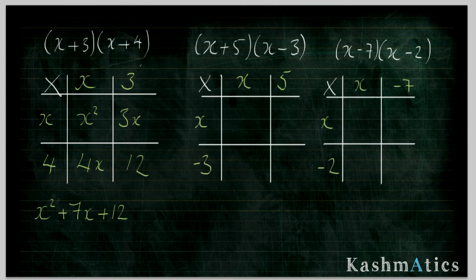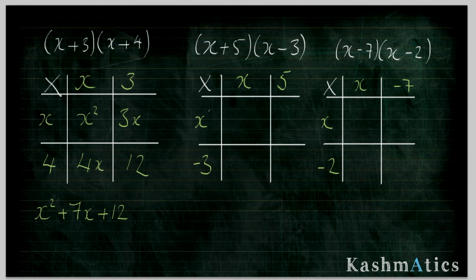So hopefully you found that example quite straightforward. Now I've put another two examples up on the board here, and what we've got is x plus 5 multiplied by x minus 3 and x minus 7 multiplied by x minus 2. We'll do this one in the middle first. So look at the top row. You've got an x and a 5, and that's from the x plus 5. And on the side here, you've got x and minus 3. So it's important that you incorporate the negative sign on the side here when you're setting this up.